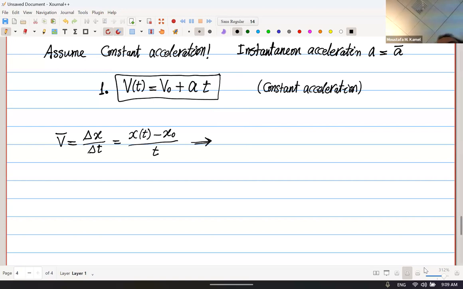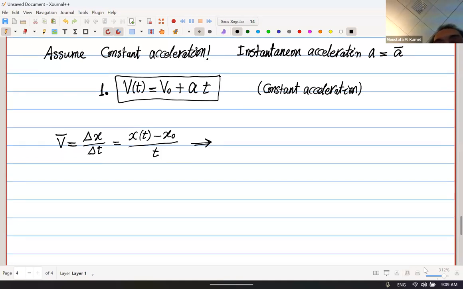Which can be rearranged as we did above, as we can multiply both sides by t, and then move the x naught to the other hand side. So x of t minus x naught is equal to v bar t, and from that you get position at any moment of time is the initial position plus the average velocity times time.